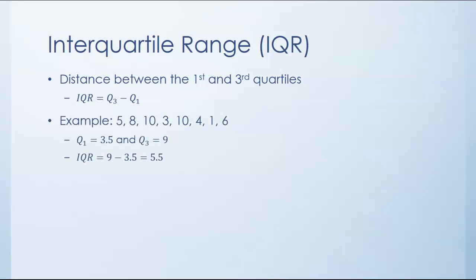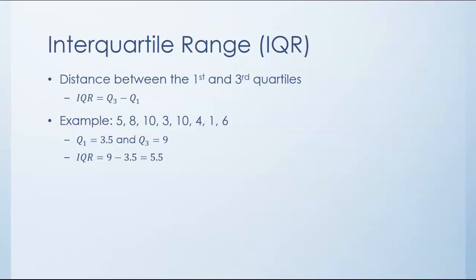So what we're going to do, again, is use that same example we just did a second ago for our box and whisker plot. We know that our Q1 was 3.5. We know our Q3 was 9. So our interquartile range would be 9 minus 3.5, which is 5.5.